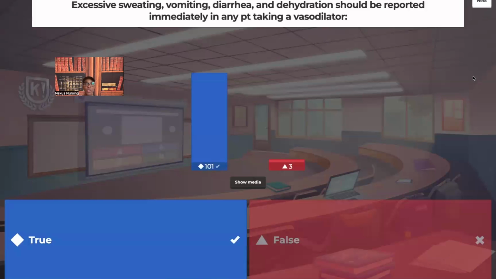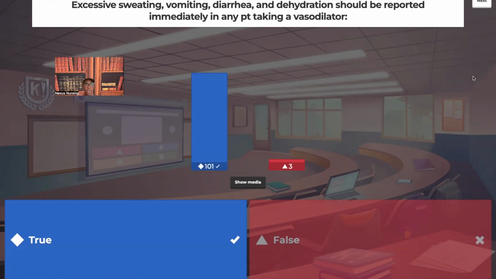Very good. Shame on the three of you that chose false. Very good. True. First of all, excessive anything is bad, right? Excessive sweating, vomiting, diarrhea, they're losing all these fluids and electrolytes, right? The less fluid, less pressure. Do you think that would be a good idea to give that person who's losing all this fluid, which means the pressure is going down, to go ahead and give them a vasodilator that would cause the pressure to go down even more? That patient's going to be on the ground.